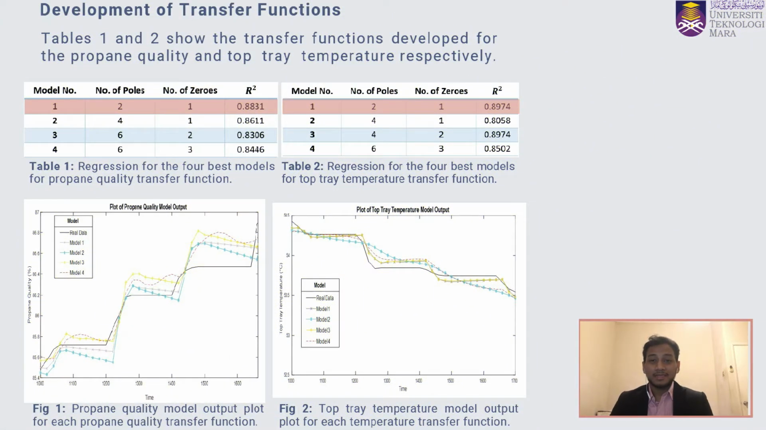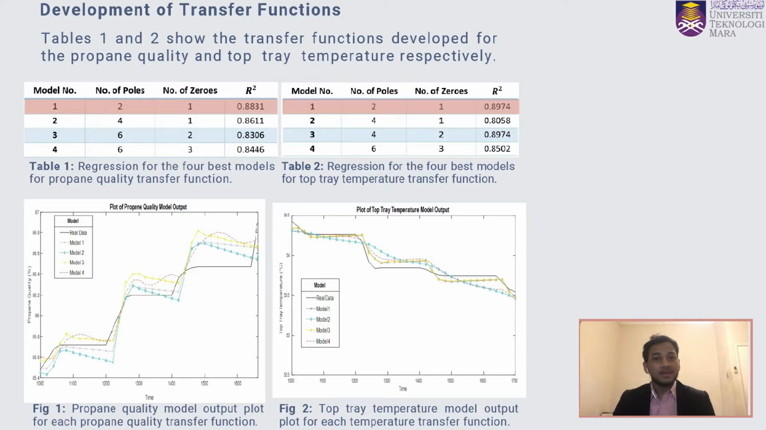Well, the answer is obvious. We can clearly see that the R-squared values for model 1 in both the propane quality as well as the top tray temperature are the best ones. However, if we take a closer look at table 2, we can see that model 1 and model 3 have the same value for R-squared. Why was model 1 selected? The answer is simple, because the number of poles and zeros in model 1 is lower than that in model 3.